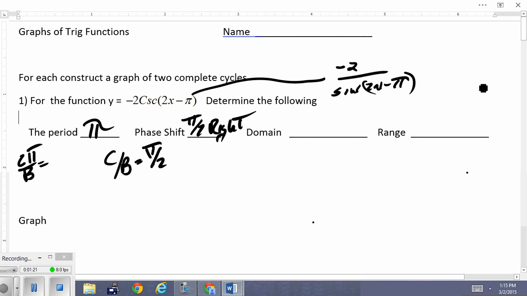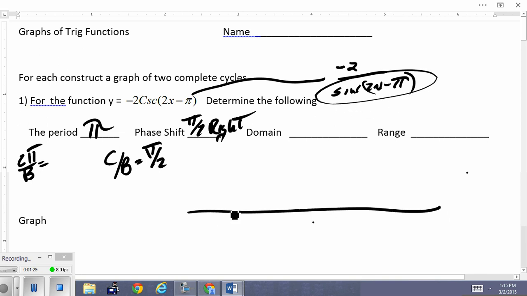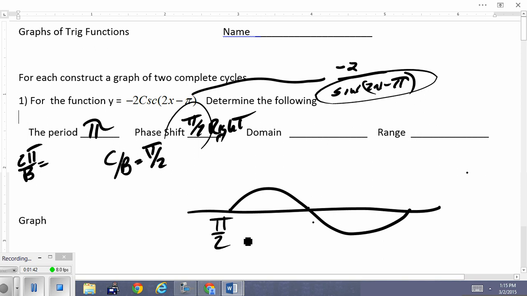So really, when we're graphing the cosecant, we're actually going to graph this sine function first. Here's a quite simple sine function. It crosses the axes at the beginning, middle, and end. However, we've shifted it pi over 2 to the right, and the wavelength is pi, which ends us up at 3 pi over 2.